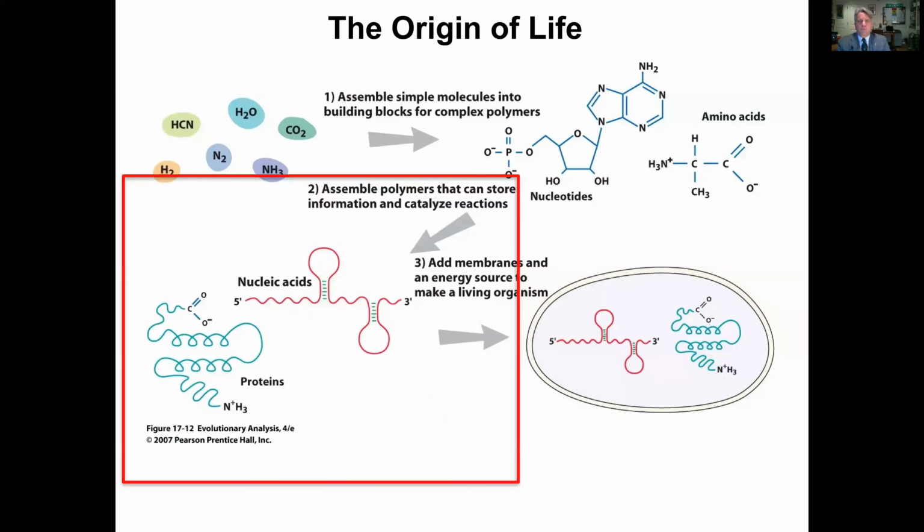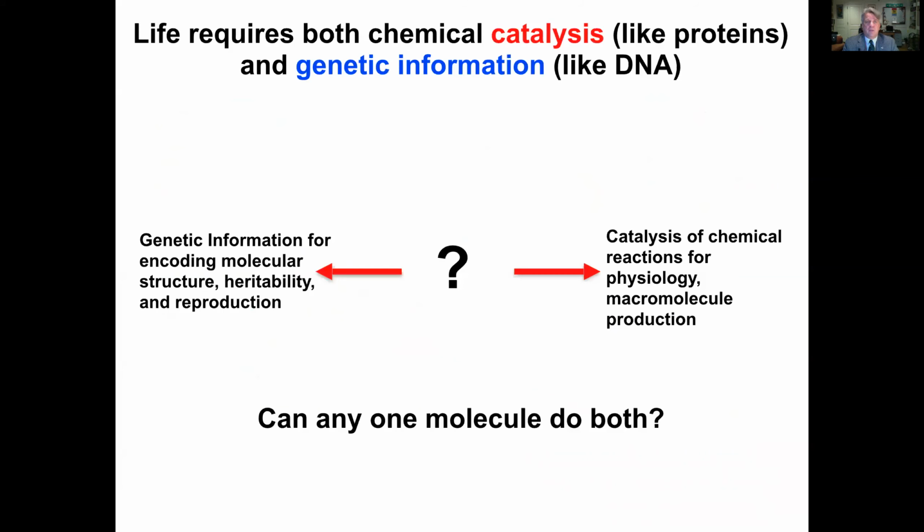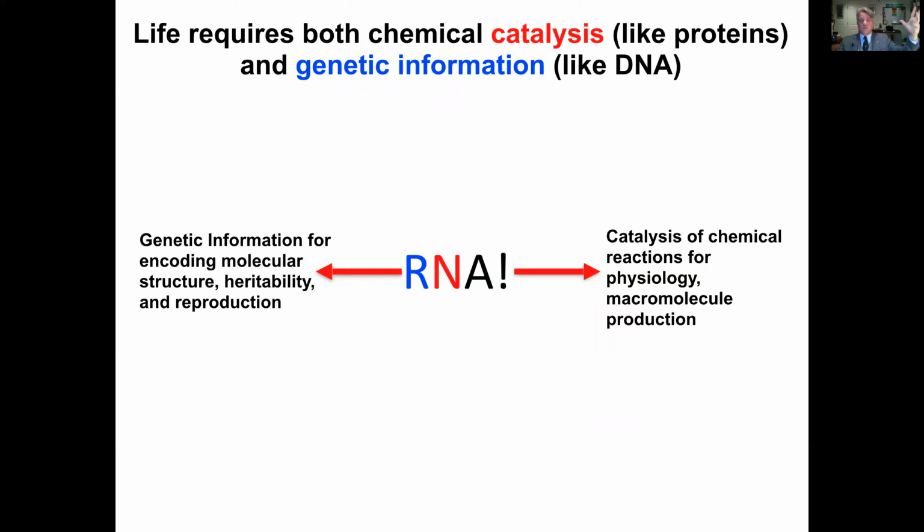Okay, so if we think about the origin of life, we have been able to assemble simple molecules, and we can even form complex polymers. But how do we get to the second stage where we're assembling polymers that can store information and catalyze reactions? That is, molecules that can store information and do biochemical work. Now, life requires chemical catalysis like proteins and genetic information like DNA. So is there one molecule that can do both? That is, convey genetic information as well as do biochemical work that we see here on the right. And yes, the answer is RNA.